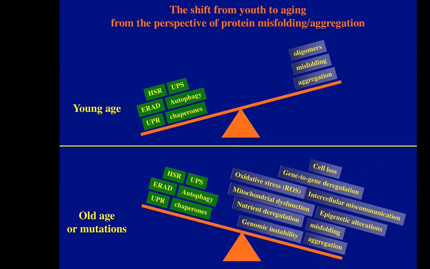But the picture is more complex, because we don't have only a loss of proteostasis, we don't have only formation of oligomers or aggregates. We have a number of factors which are responsible for aging, and these participate in this complex scenario.